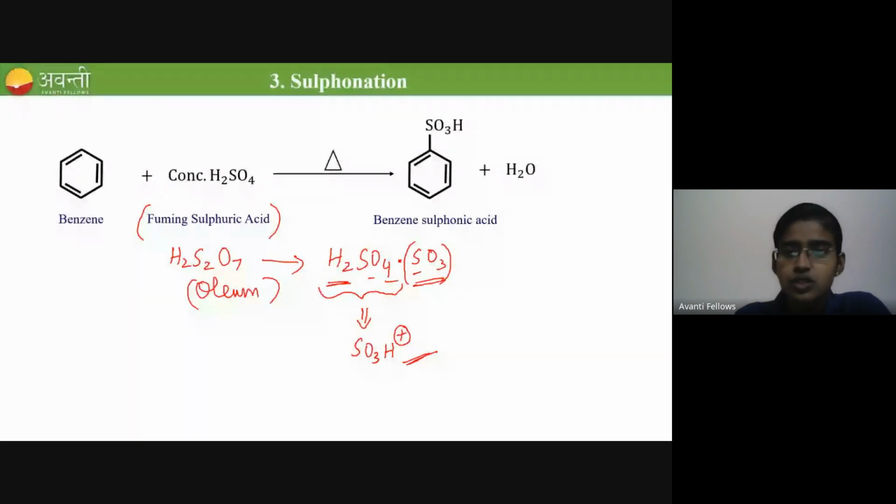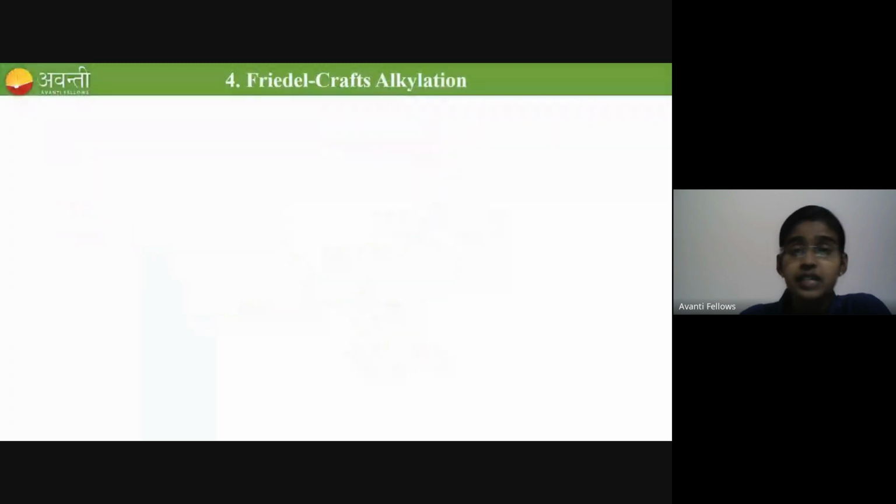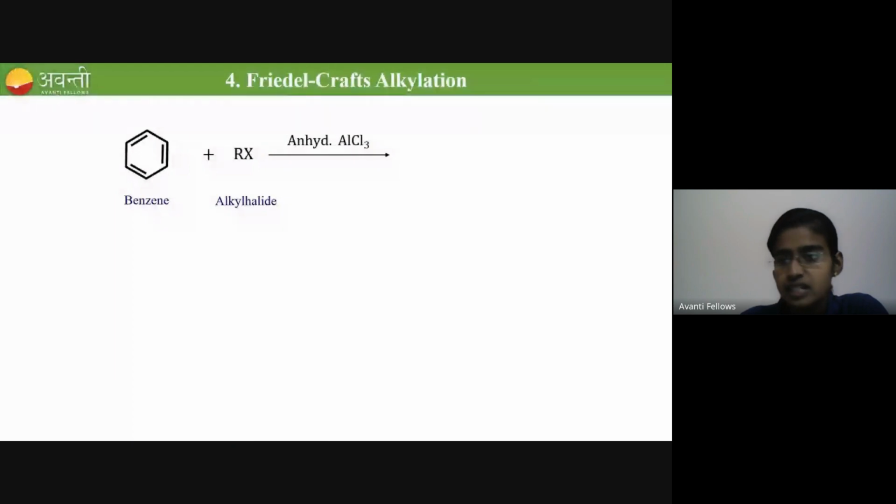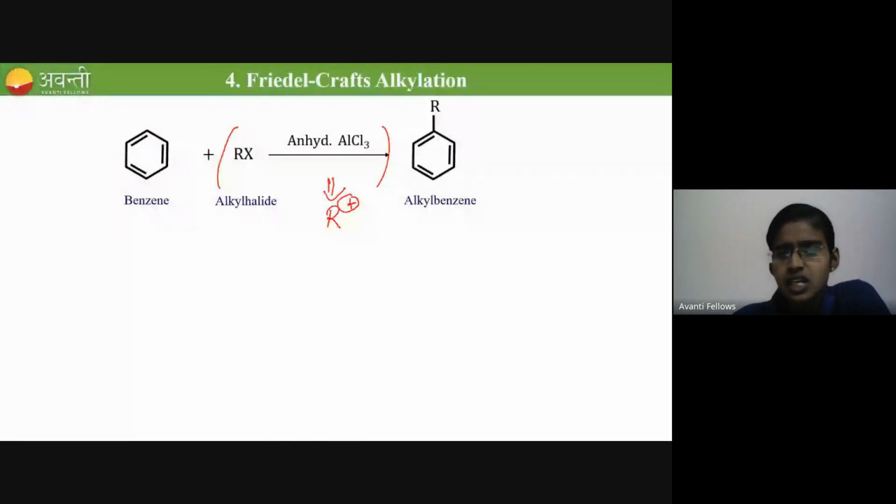So, the fourth reaction is Friedel-Crafts alkylation. Friedel-Crafts is the name of the scientist, and he is doing the alkylation on benzene. Now, what is the alkylating agent? We need to know the alkylating reagent, right? It is the alkyl halide with anhydrous AlCl3. From this mixture, an alkyl electrophile is getting generated. R is the letter we use to define the alkyl group, right? That alkyl group will substitute in the benzene, and it will produce alkyl benzene with HX.